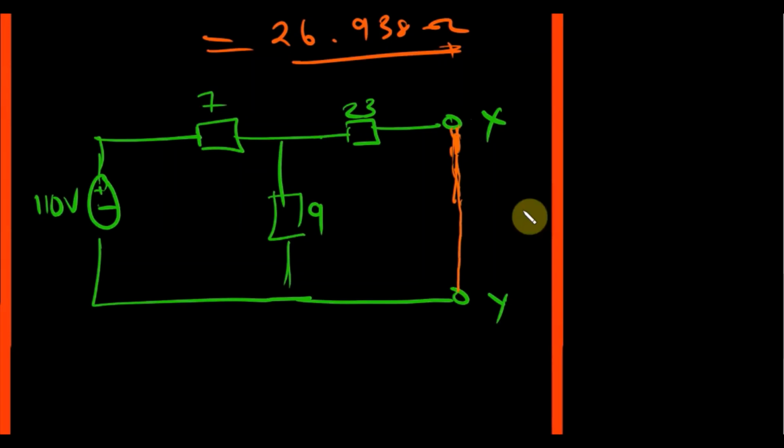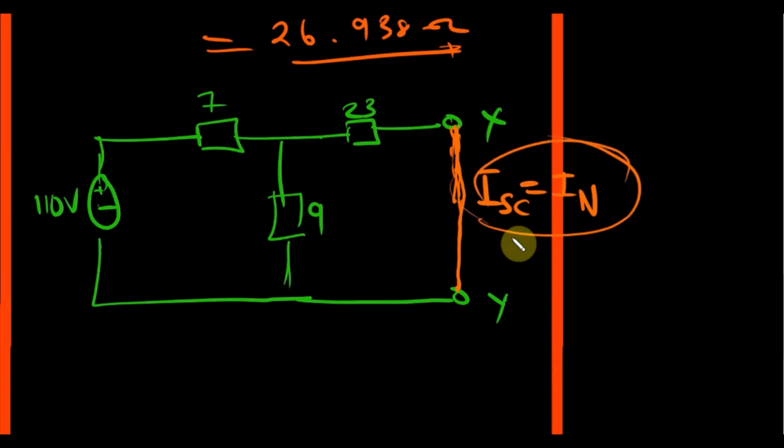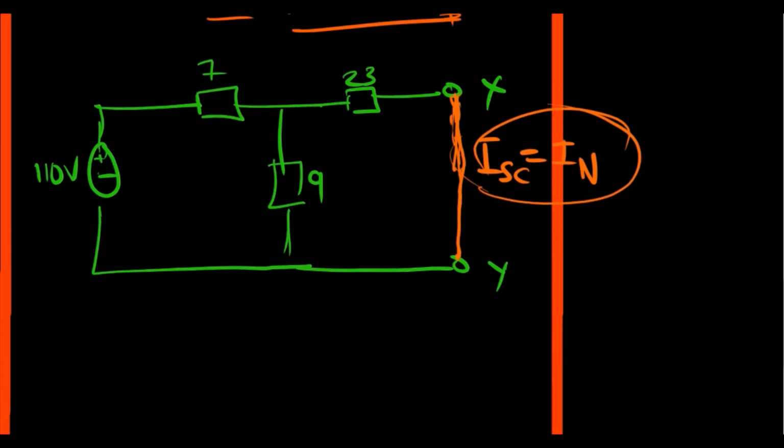So we would like to find out what our Norton current is across the gap, but current doesn't flow through an air gap. So what we do is we short circuit these two terminals and then measure the short circuit current across these two terminals, and that short circuit current is actually our Norton current. So that's just something to be aware of.